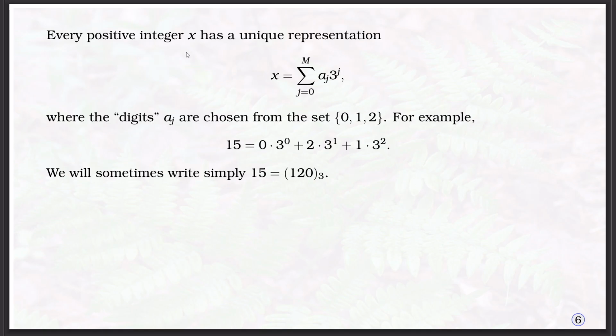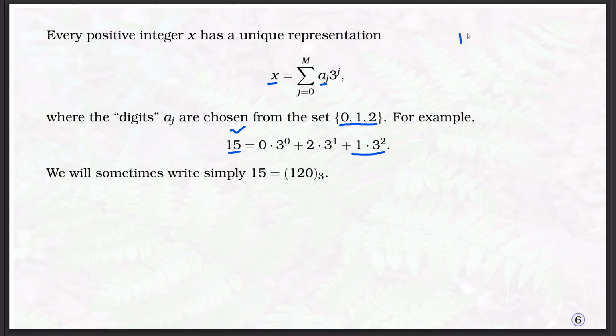Every positive integer x has a unique representation as follows: x can be written as the sum of a_j times 3 power j, for j equal to 0 to m, where each a_j is any one of the numbers 0, 1, 2. For instance, if you take the number 15, 15 can be written as 0 times 3 power 0 plus 2 times 3 power 1 plus 1 times 3 power 2. If you sum all three terms, one can get the number 15. So, this construction is very simple.